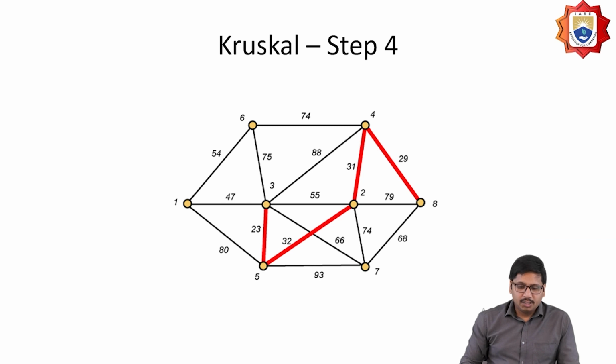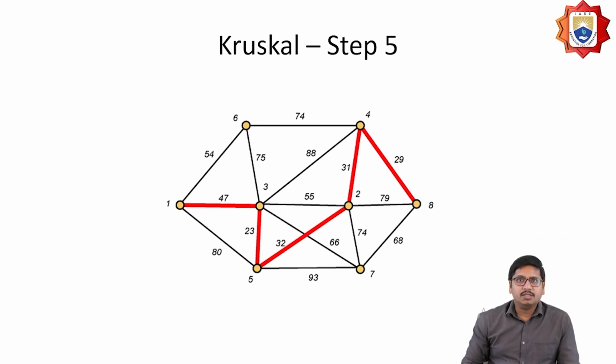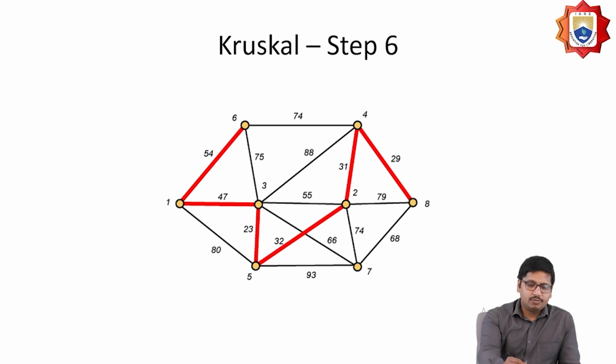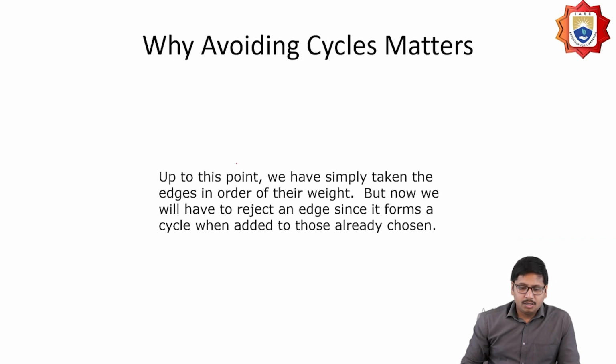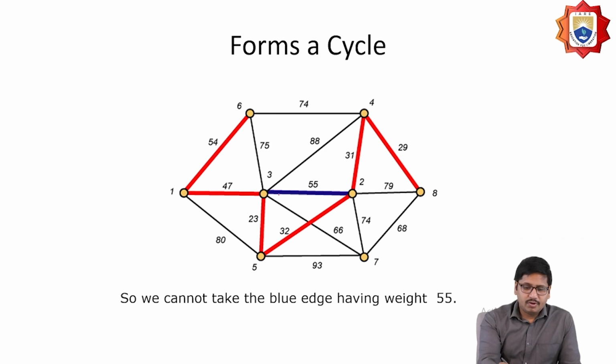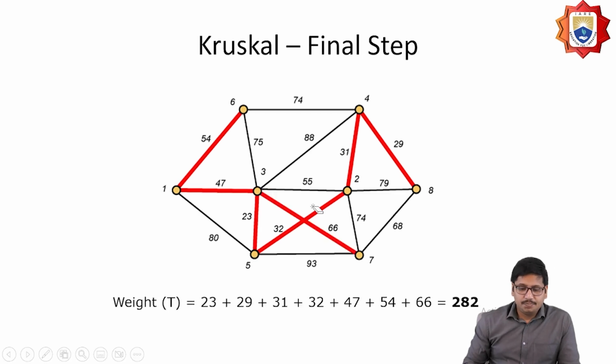The next minimum edge I identify is 47, so 47 is going to be selected. The next minimum edge is 54, so 54 is selected. Then the next minimum is 55. If I select this 55, it is going to form a cycle here, so I'm not going to select this edge. The next minimum cost is 68. If I select this also, it is going to form a cycle, so I'm not going to select this.